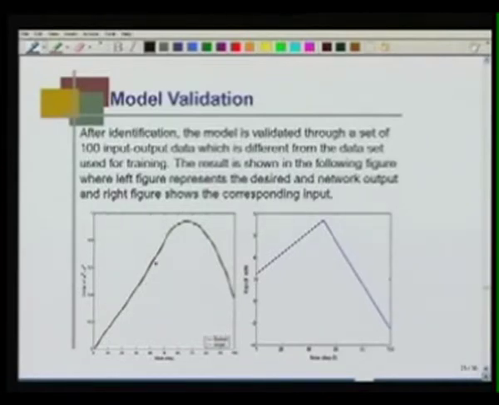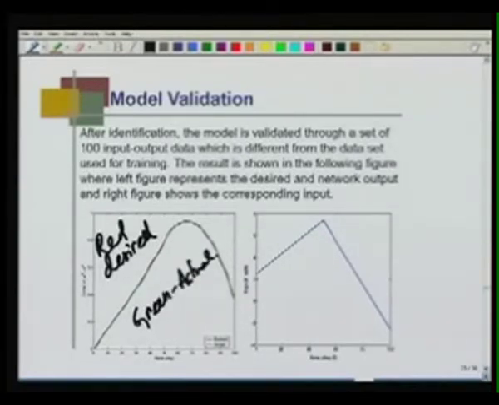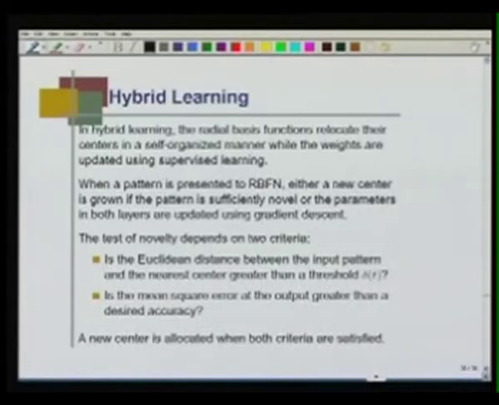here the red curve and the green curve, all over the red curve there is the green curve. Red is desired and green is actual. So, you can easily see that the RBFN model that has been trained, which took 200 epochs, could easily learn the dynamics of the surge tank. So, this is the third.